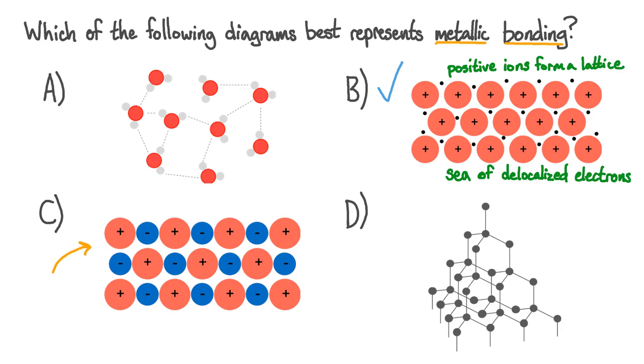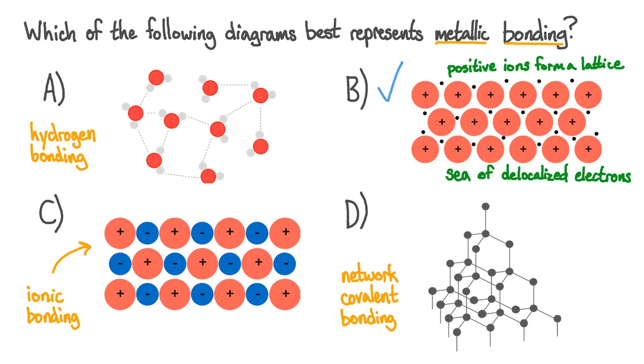Choice C has a lattice of positive ions as well, but there are negative ions mixed into this lattice. Choice C depicts ionic bonding. Choice A depicts hydrogen bonding that occurs between the hydrogen atoms and the oxygen atoms of water molecules. The diagram in choice D depicts network covalent bonding. In this specific case, it depicts the repeated arrangement of carbon atoms to form diamond. So the diagram that best represents metallic bonding is choice B.